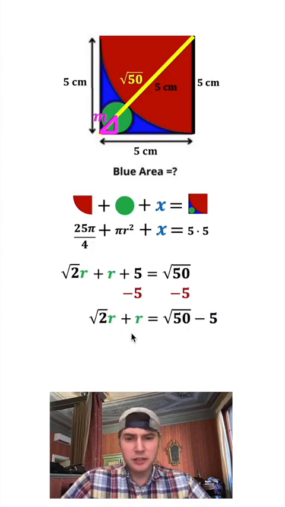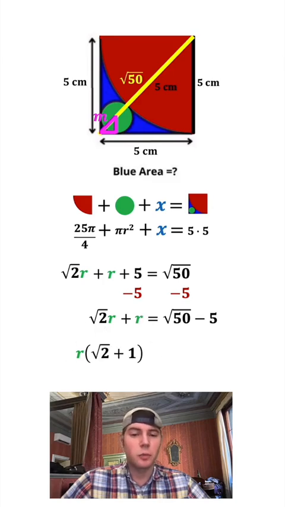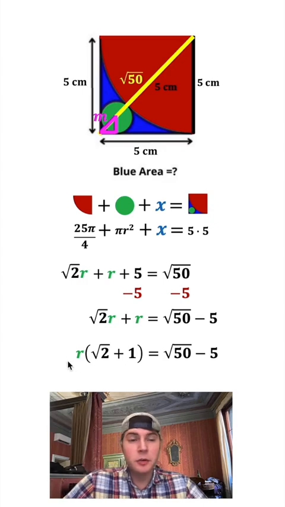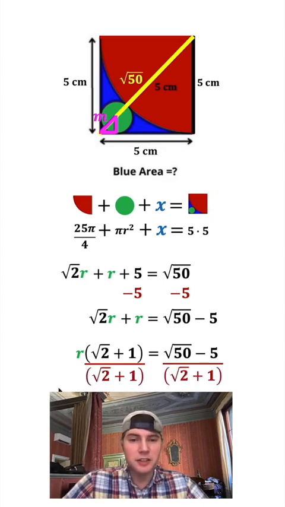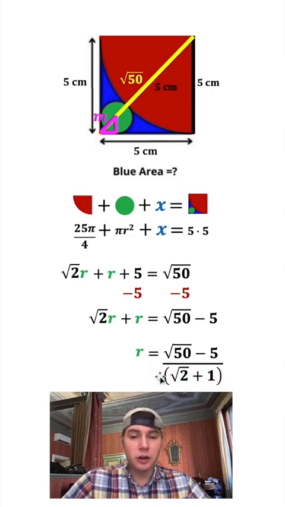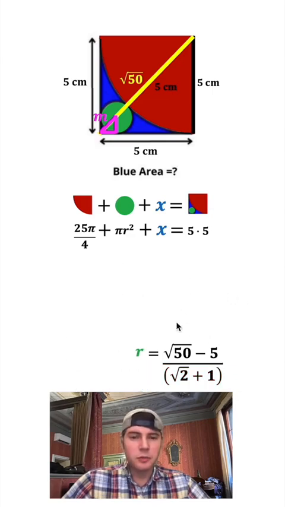Scoot this over, and we can see both of these have a common term of r, so let's factor out that r. R times what gives us root 2r, that's root 2. R times what gives us r, that's 1. And we can bring down the right hand side. Since we want to solve for r, let's divide both sides by this. These cancel each other out, so we're just left with r equals all of this. Let's get rid of all this work and drag this up.